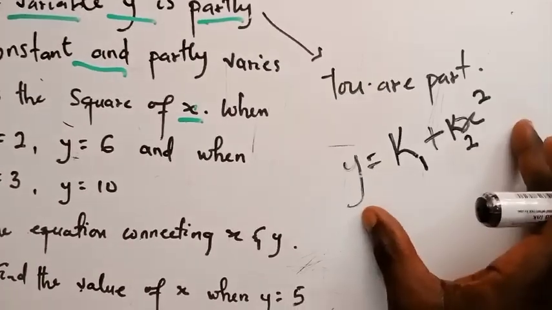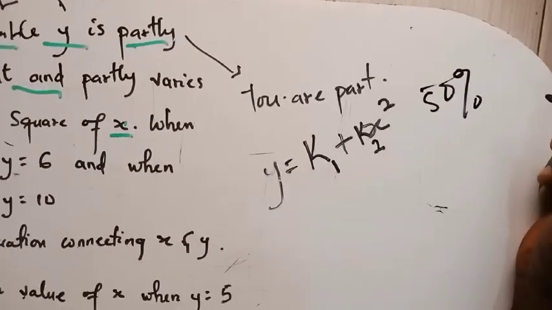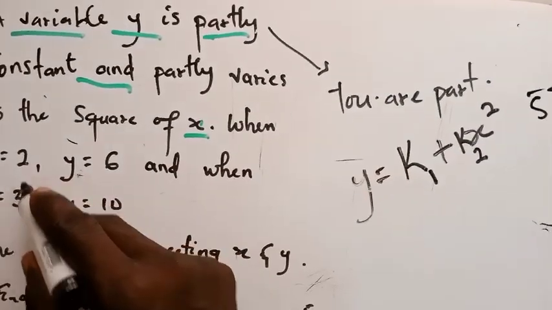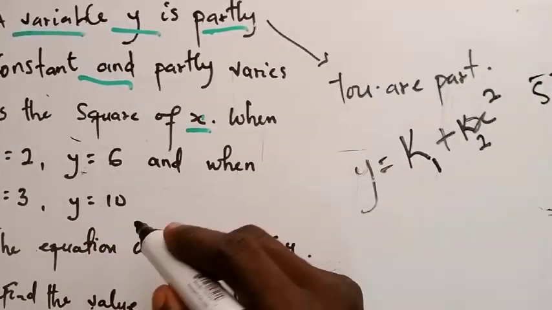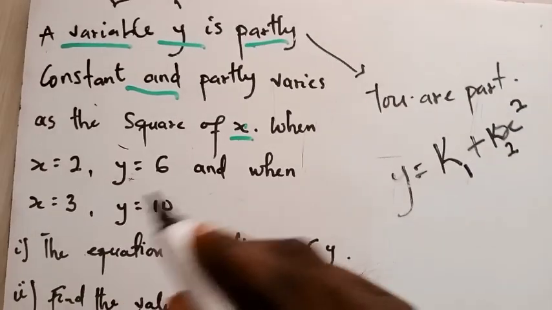Once you're able to grab this, we believe that almost 50% of your problem has been solved. Is that okay? Now let's proceed. When s is equal to 2 and y is equal to 6, what is happening? Just solve the question step by step.